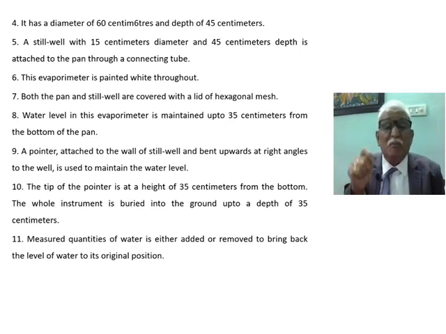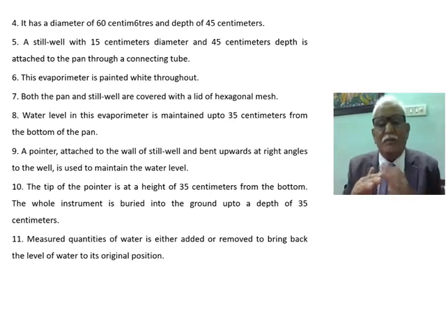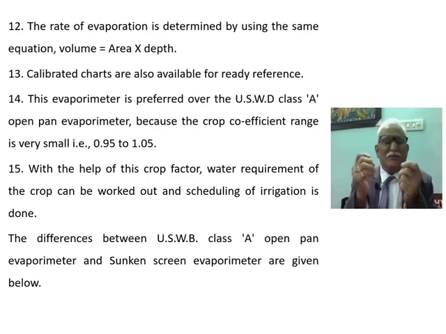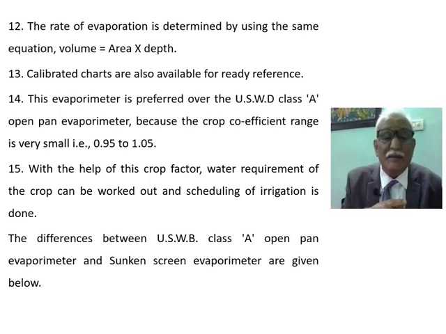The whole instrument is buried in the ground to a depth of about 35 centimeters. That means it is slightly 10 centimeters above the ground. Now the measured quantity of water is either added or removed to bring back the level, like the USWB open pan evaporimeter. The rate of evaporation is the same; volume is equal to area into depth. Calibrated charts are also available. This evaporimeter is preferred over the USWB because its crop coefficient range is very small, 0.95 to 1.05. Whatever evaporation has gone, that much water you have to give for irrigation. Crop coefficient values are very narrow.